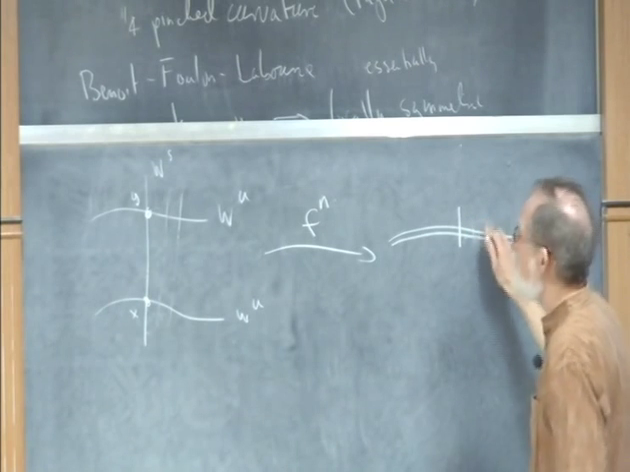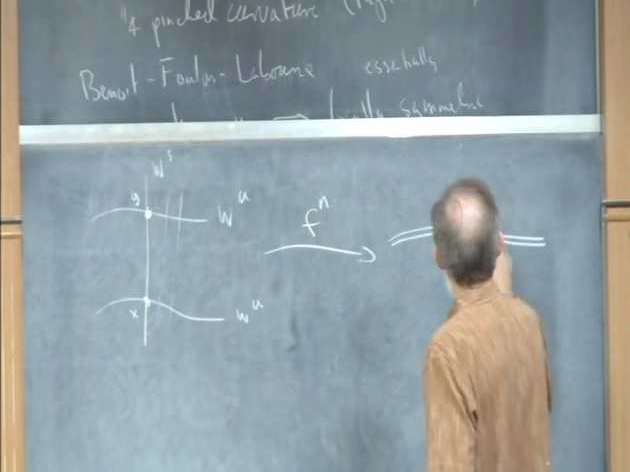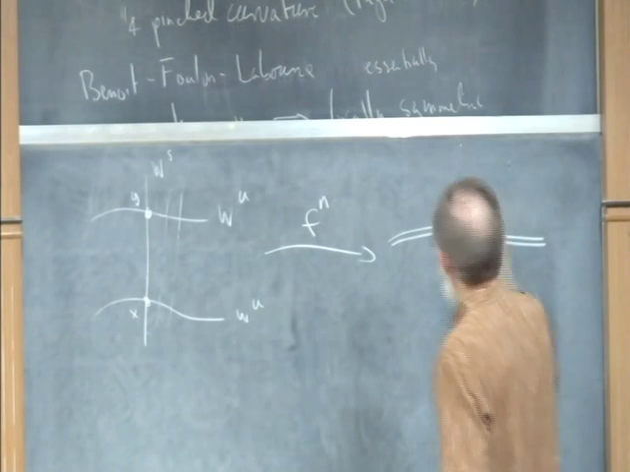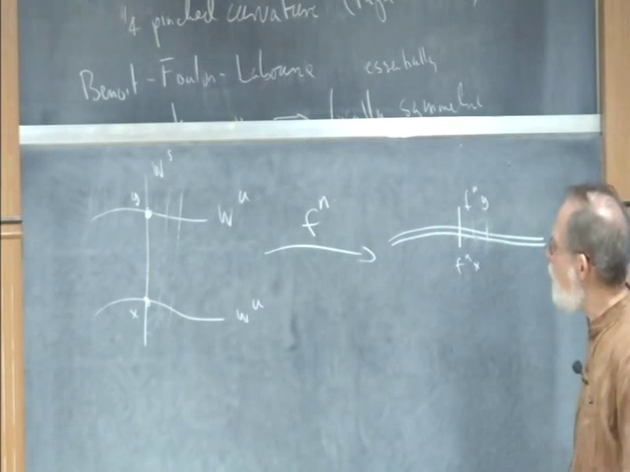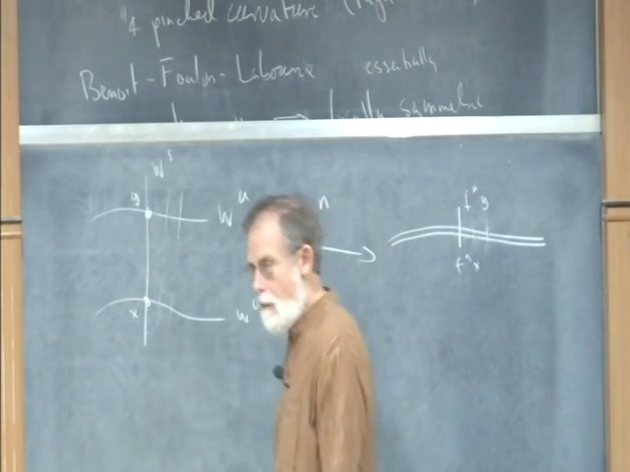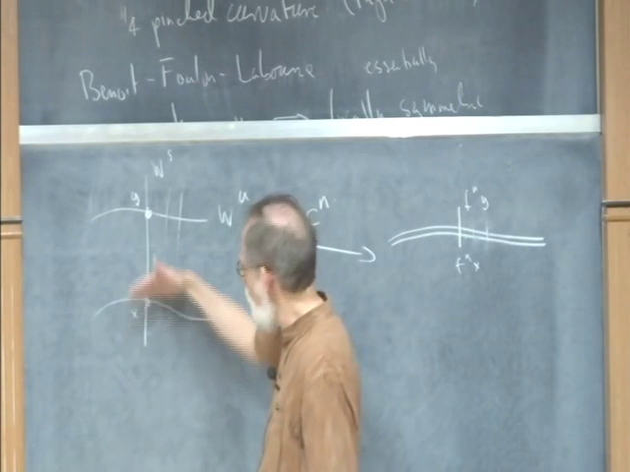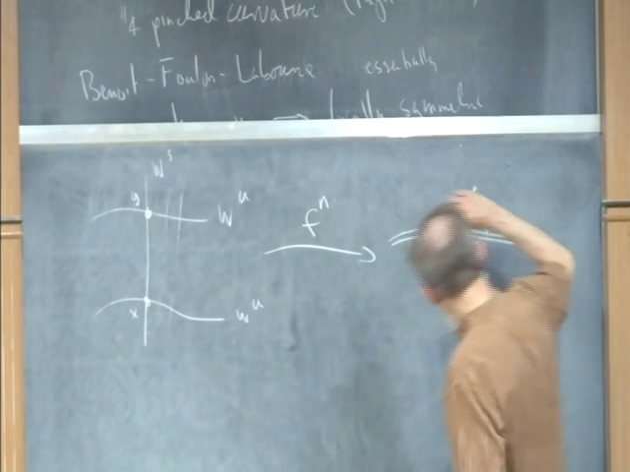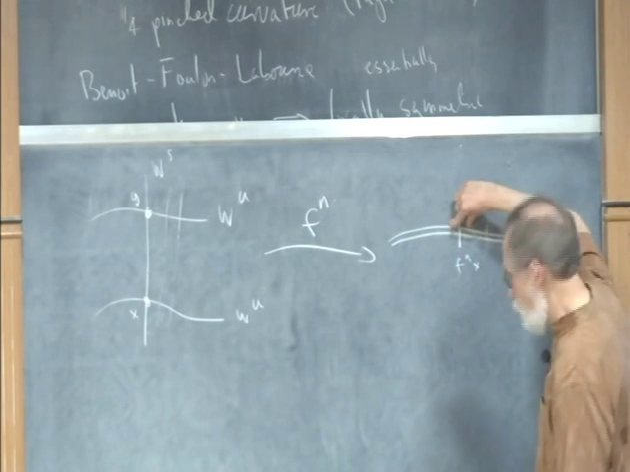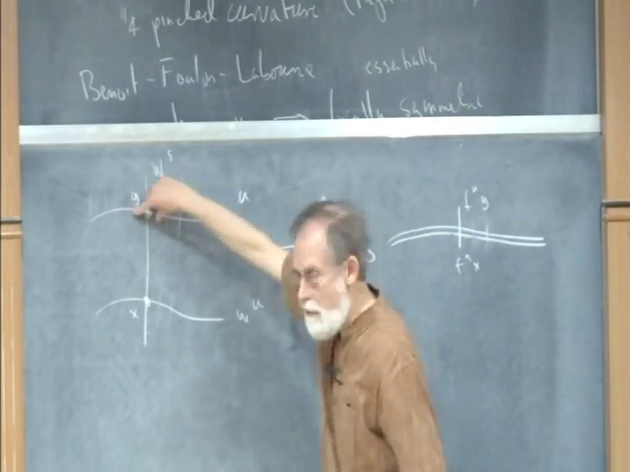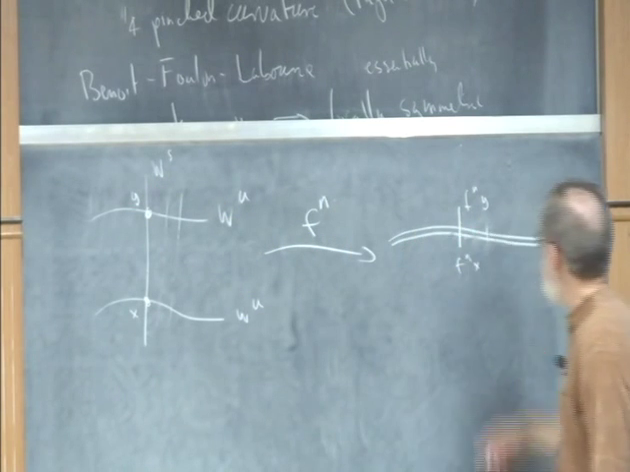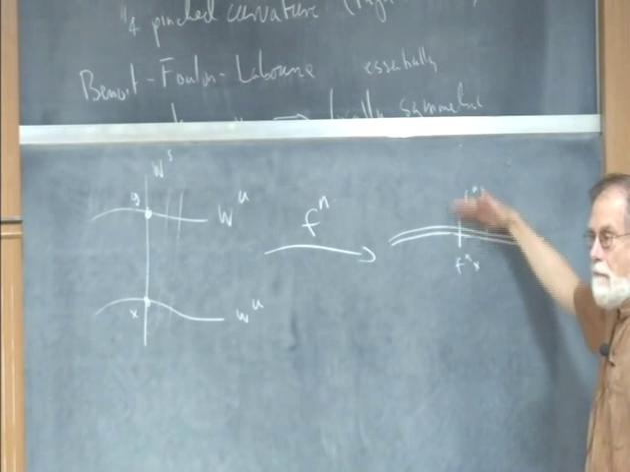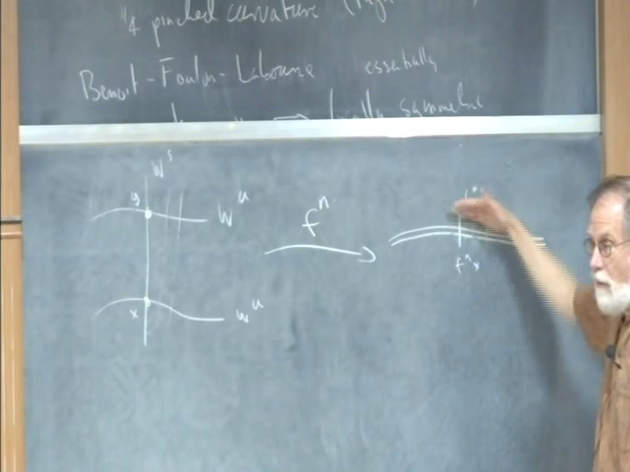So I just want to think about f to the n x, f to the n y. And the idea is that eventually, tomorrow, we're going to take some volume in this leaf, move it forward, push it across, and then bring it back. And the idea is that when we push it across here, volume doesn't change very much.